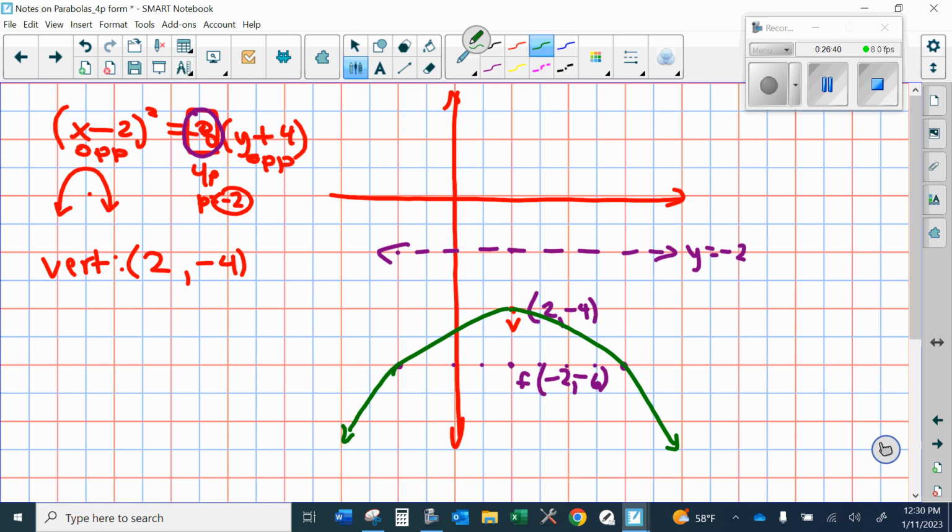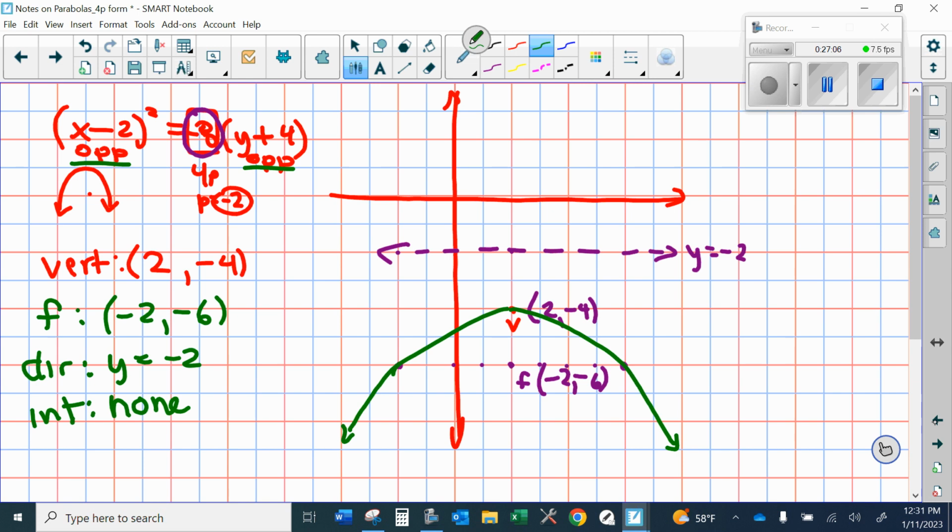Okay, again, opposite and opposite to get those. So if I was filling this in over here, focus, -2, -6. So in directrix, y equals -2. Okay, if it asks for intercepts, does it cross the x-axis anywhere? No, it doesn't. So in this case, there'd be none.